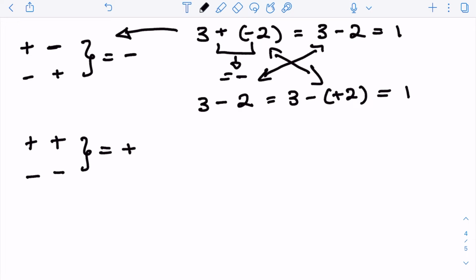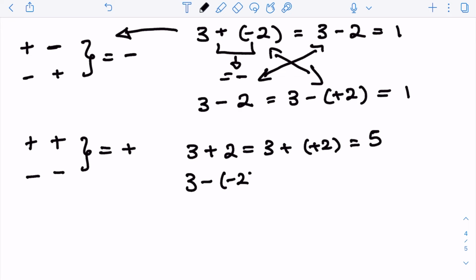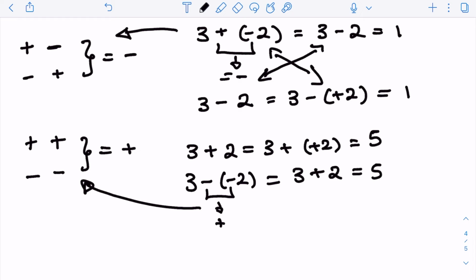Now, if we have a look at our second diagram, if we have 3 plus plus 2, this is the same as 3 plus 2, right? Which equals 5. Now, if we had 3 minus minus 2, the minus and the minus will become a plus, as we see here. Therefore, we will have 3 plus 2, which equals 5 as well.